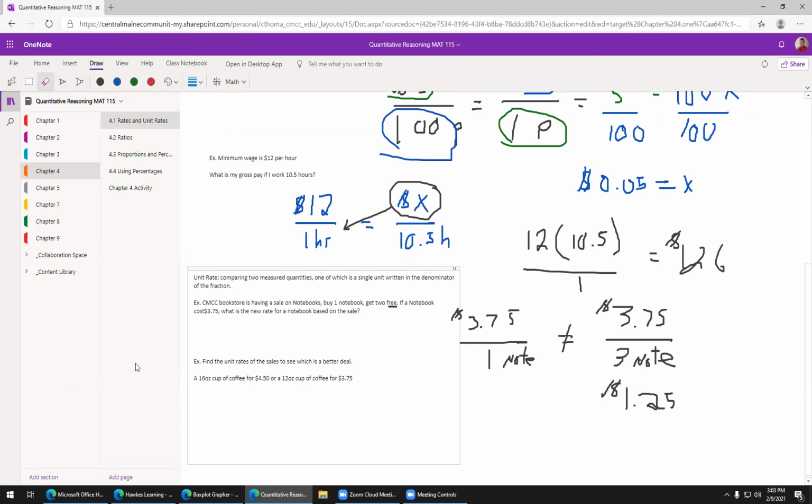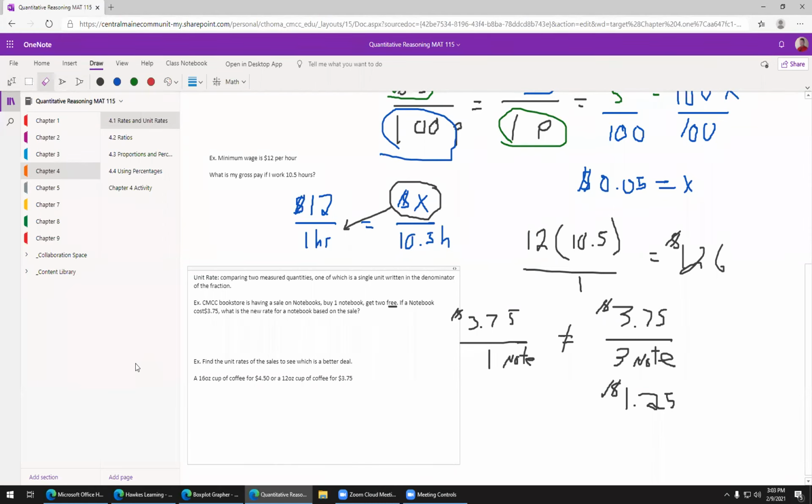So you go to your favorite place to buy coffee: Dunkin', Starbucks, local gas station, Aroma Joe's, McDonald's, wherever you like to get your coffee. You can buy a 16-ounce cup of coffee for $4.50 or a 12-ounce cup for $3.75. Which one is a better deal?